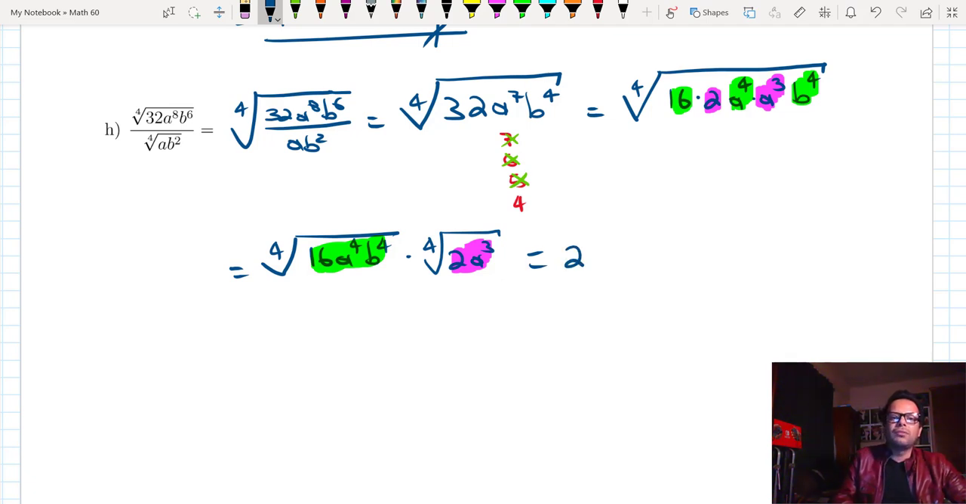Okay, so what number to the 4th power equals 16? In this case, 2. When we divide the power of a, which is 4, by 4, we get 1. That's just a to the 1st power. We don't need to write that one. And same for b. Times 4 times 2a cubed. Okay, it's not looking good.